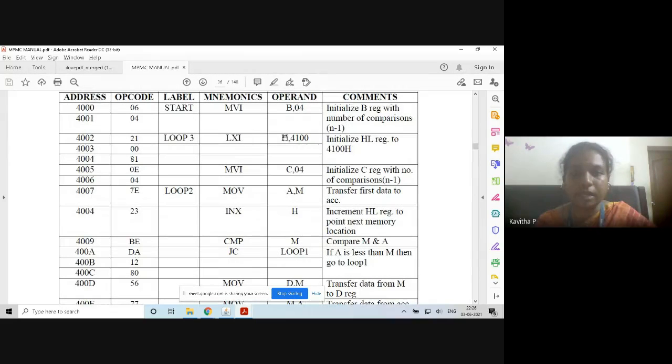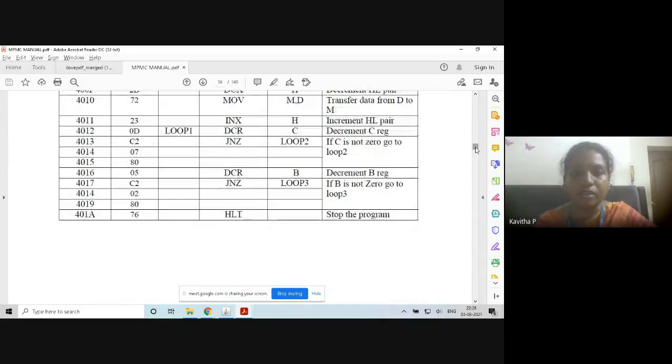So from the first number, the second stage of processing will take place. Again, the first and second numbers will be compared, the second and third, the third and fourth, and the fourth and fifth. So that the smallest numbers and the largest numbers automatically get rearranged in ascending order. Once this entire process is complete and the B register value equals 0, the program will come to an end.